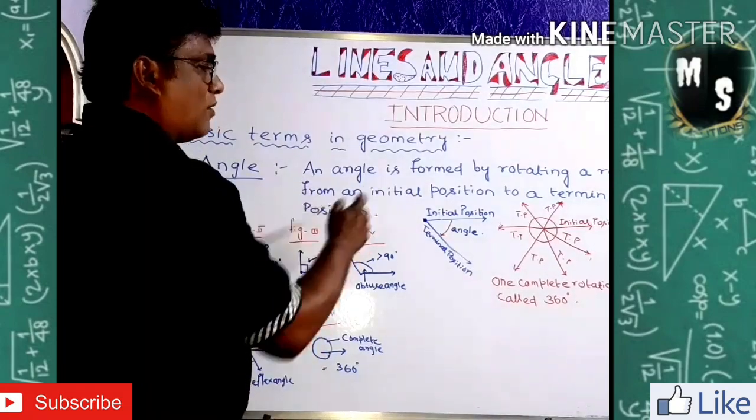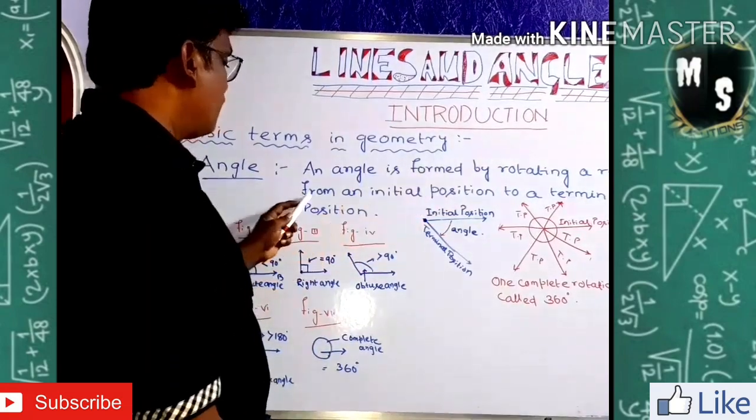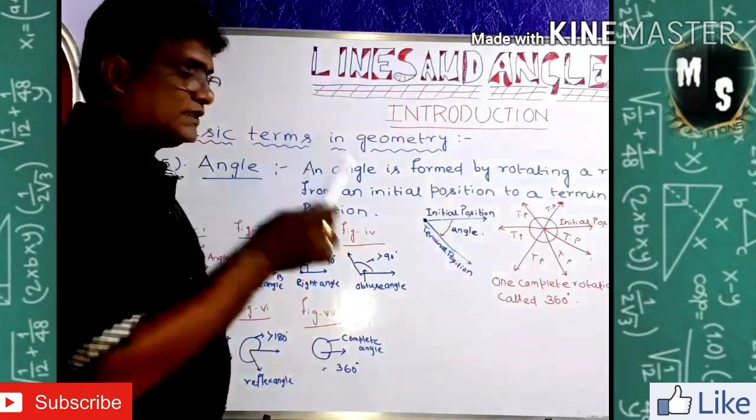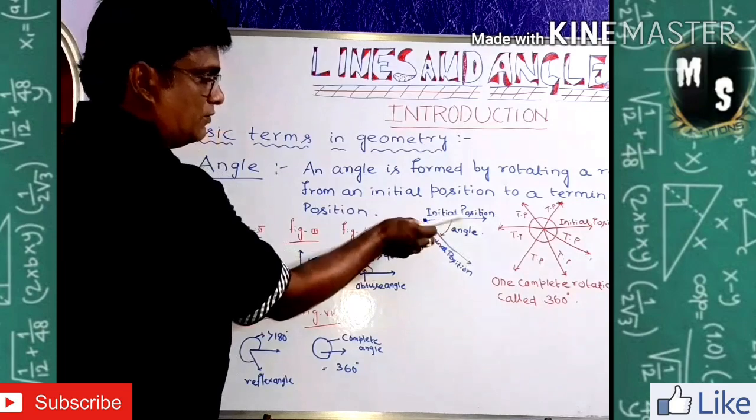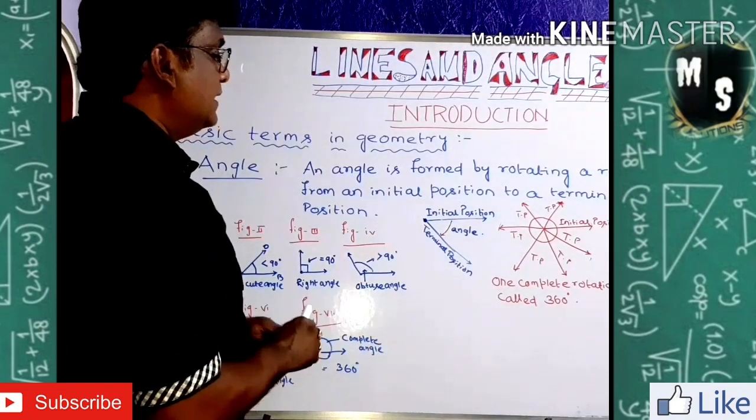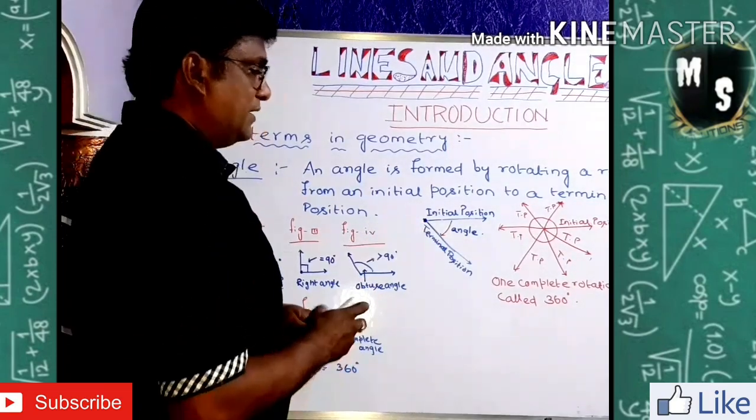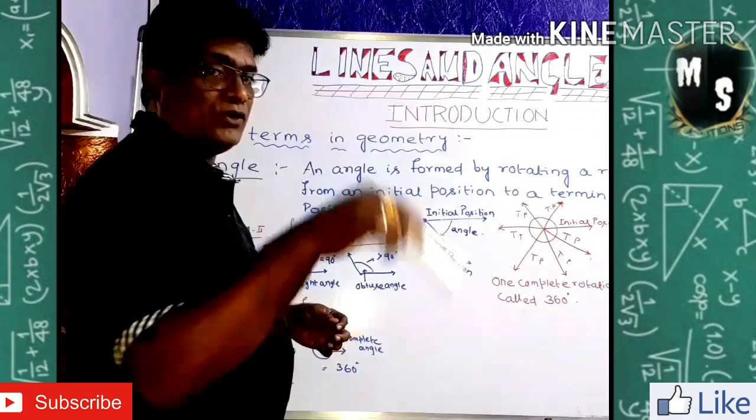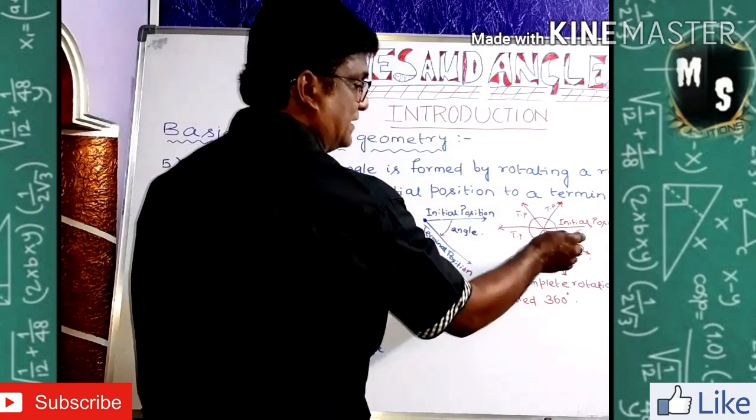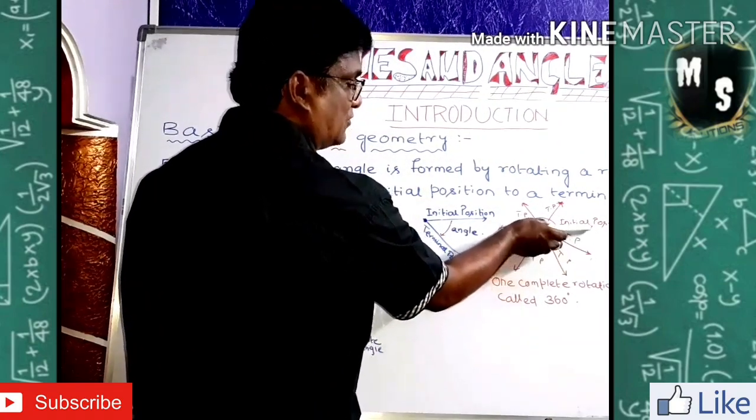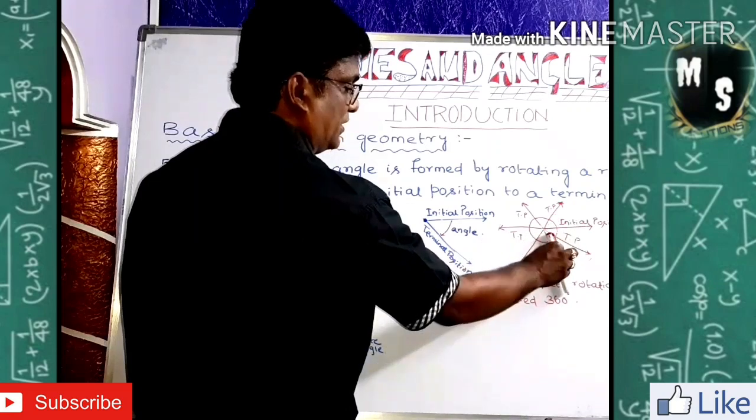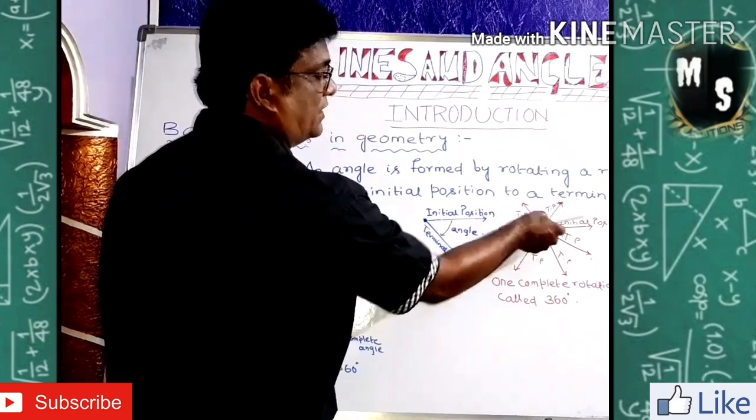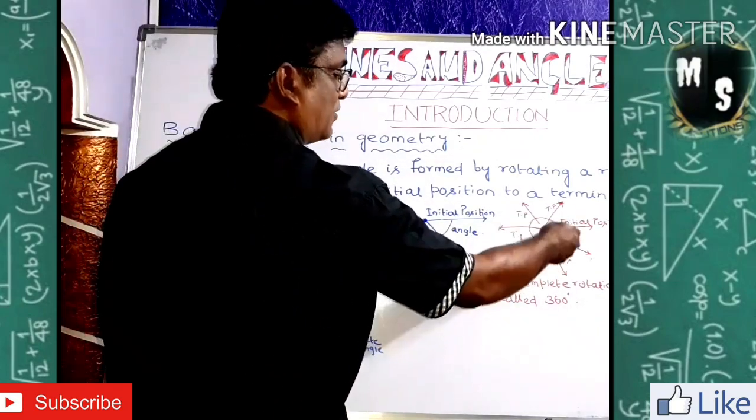An angle is formed by rotating a ray from an initial position to a terminal position. When it is rotated from an initial position to a terminal position, definitely it is creating an angle. Here I am showing you how the initial position is rotated to a complete rotation. See now, the ray is here, that is the initial ray. Now it is going to move here, then here, then here, then here, and here, again coming to the initial. So it is going for a complete rotation.